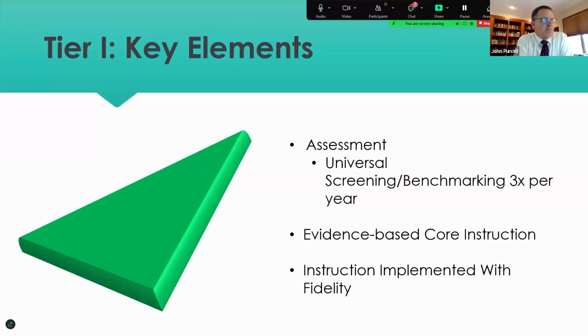The assessments that we look at in Tier 1 are, of course, our universal assessment, and that's the benchmarking assessment.